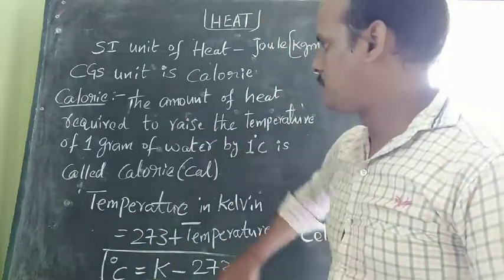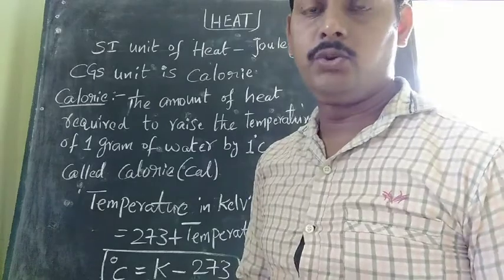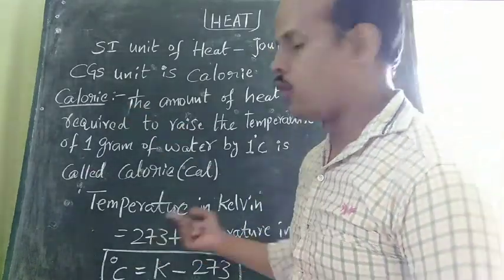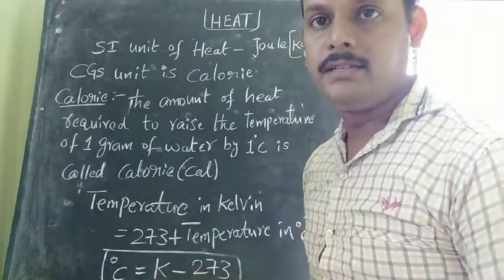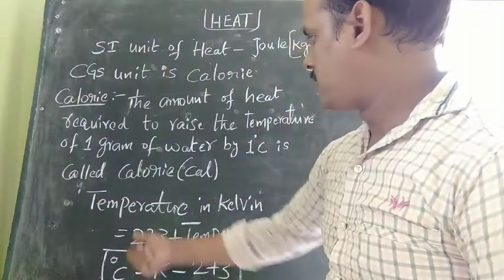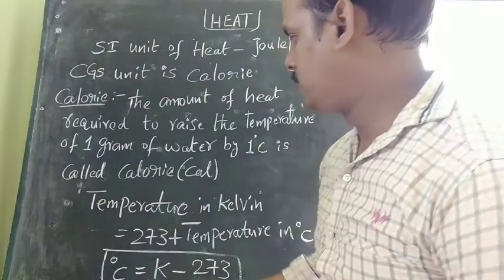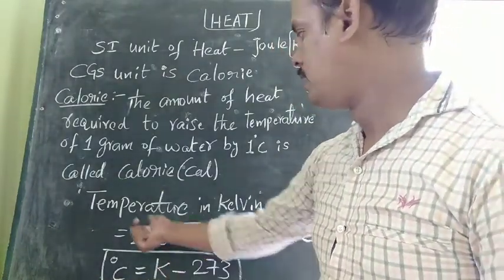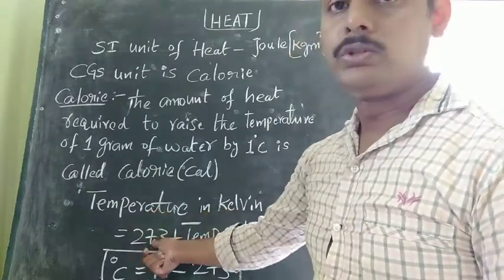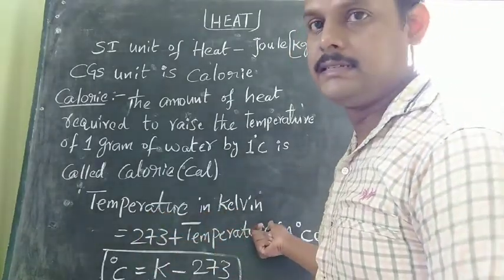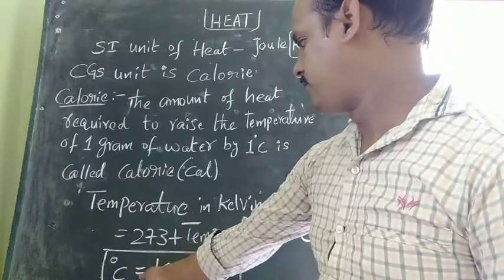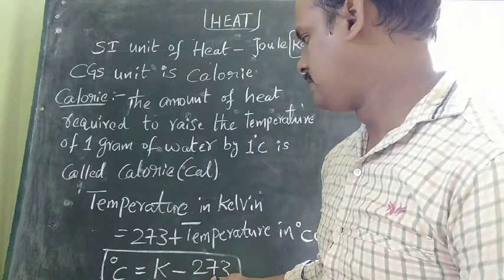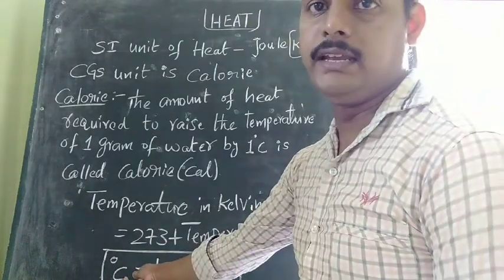So this is a small topic relating the SI unit of heat and its CGS unit, the calorie. Then 1 calorie is equal to how many joules? 4.186 joules. Also, I have given you the definition of calorie on the board. Then the conversion from Celsius scale to Kelvin scale is given by the formula: temperature in Kelvin is equal to 273 plus temperature in degree Celsius. So if I want Celsius, I have to subtract 273 from the Kelvin temperature, and I will obtain the answer in degree Celsius.